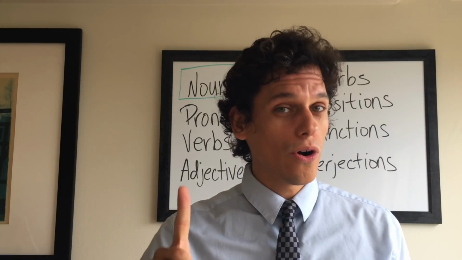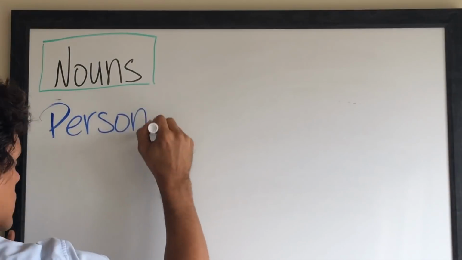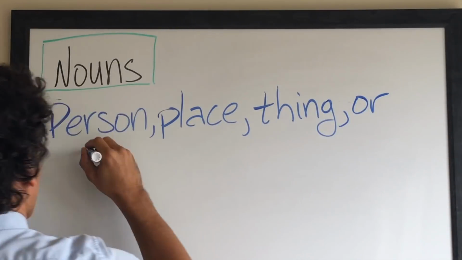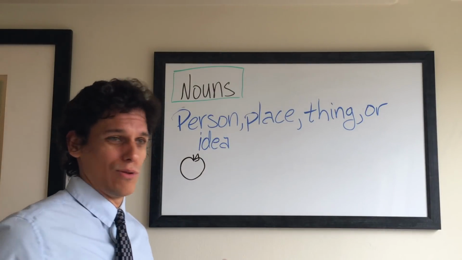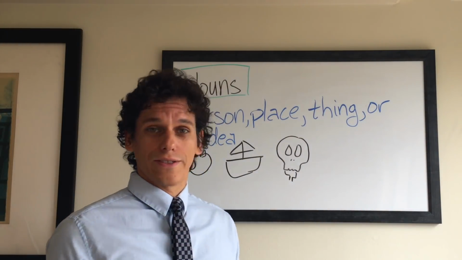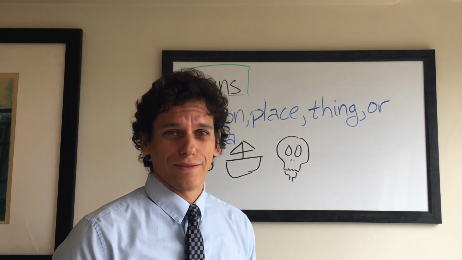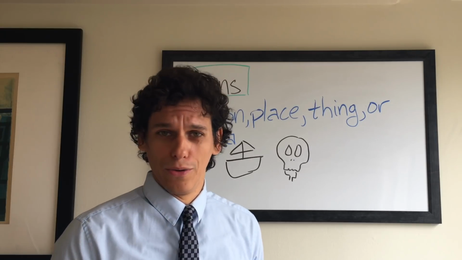Nouns. Now, very simply, a noun is just a person, place, thing, or idea. So, some examples of nouns. An apple, a beautiful boat, a skull, which, by the way, death is also a noun because it's an idea. Well, kind of. I mean, I wish it upon no one.